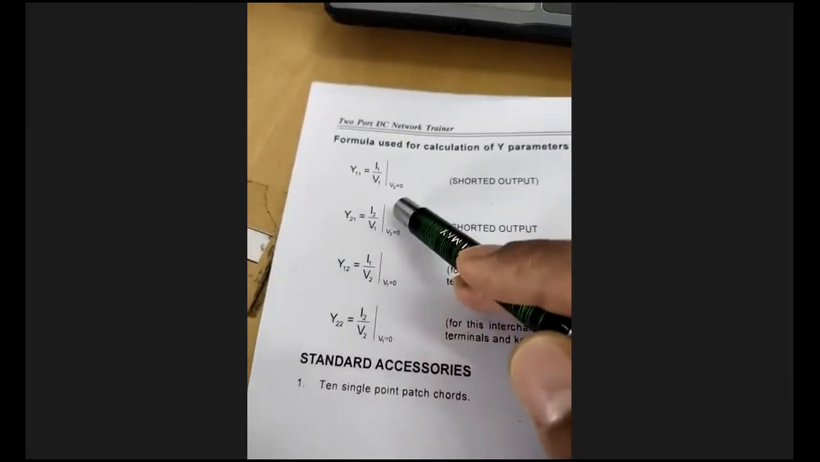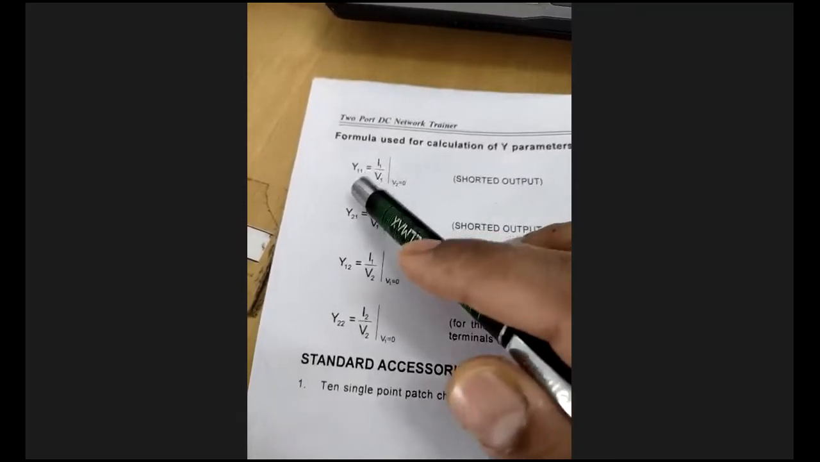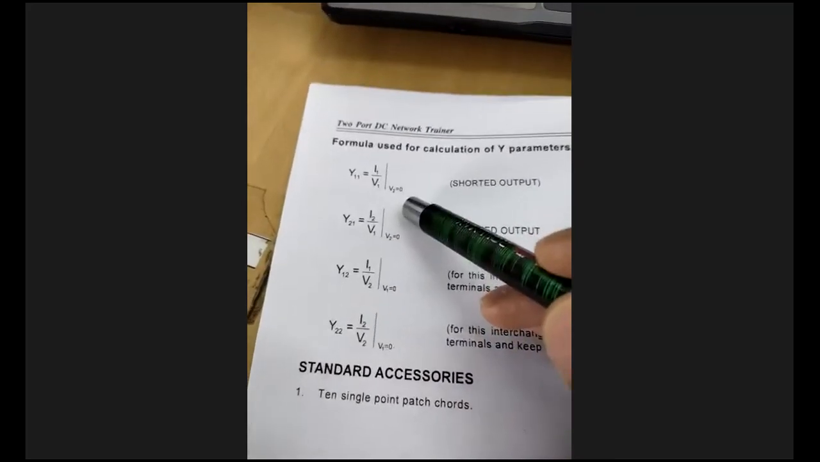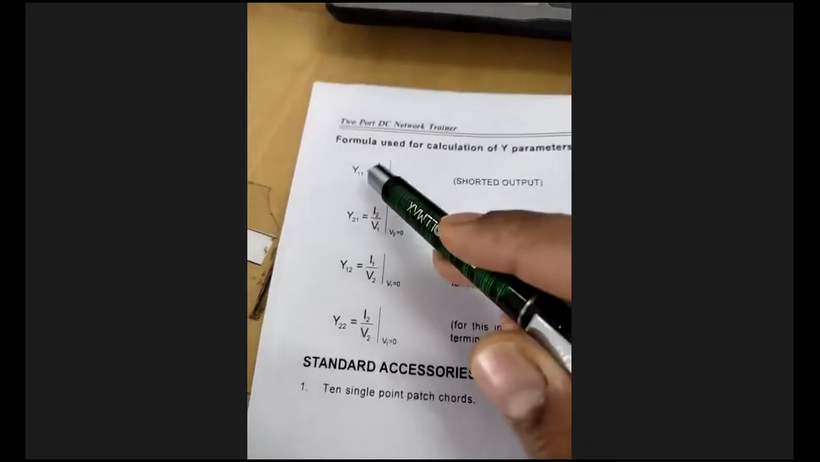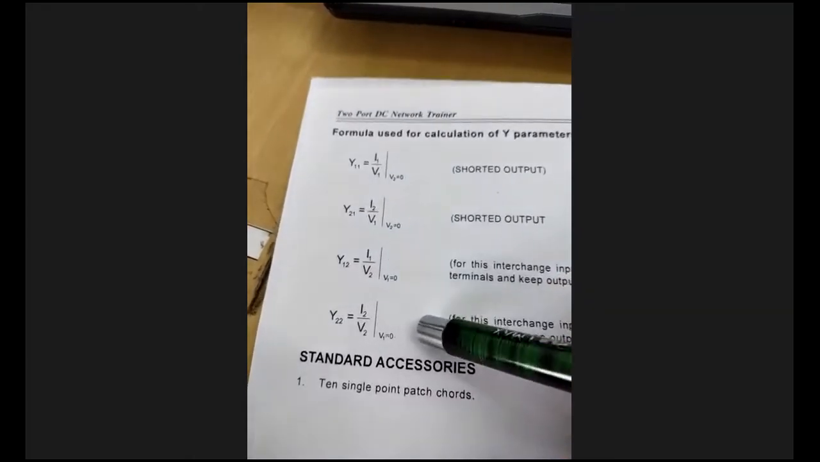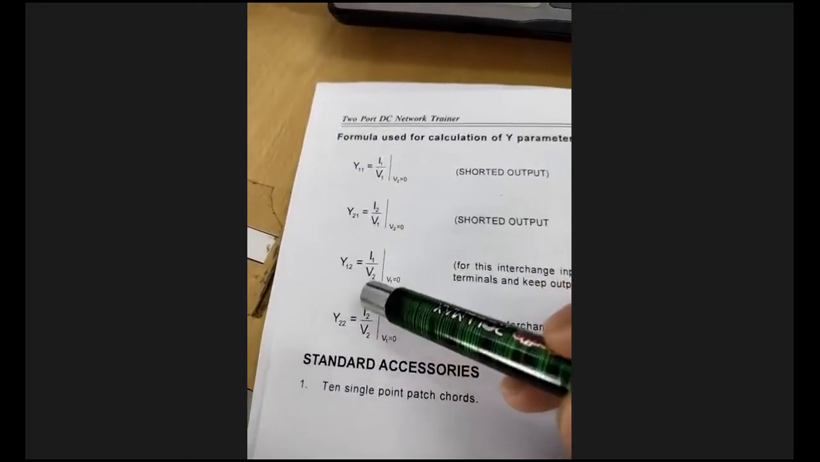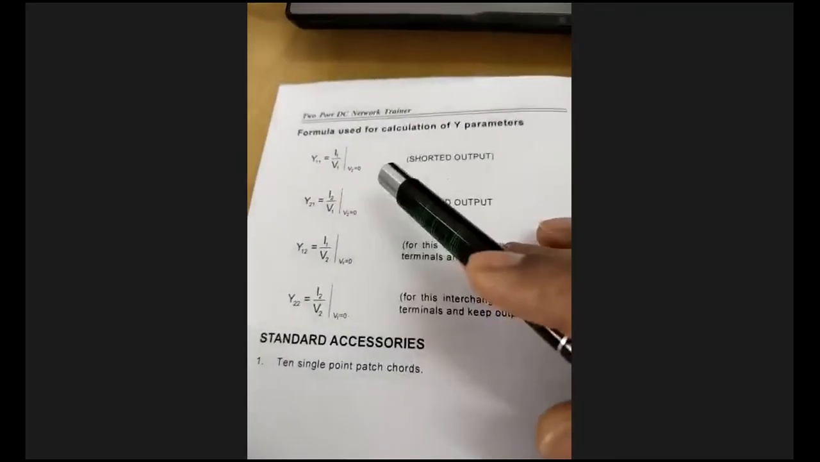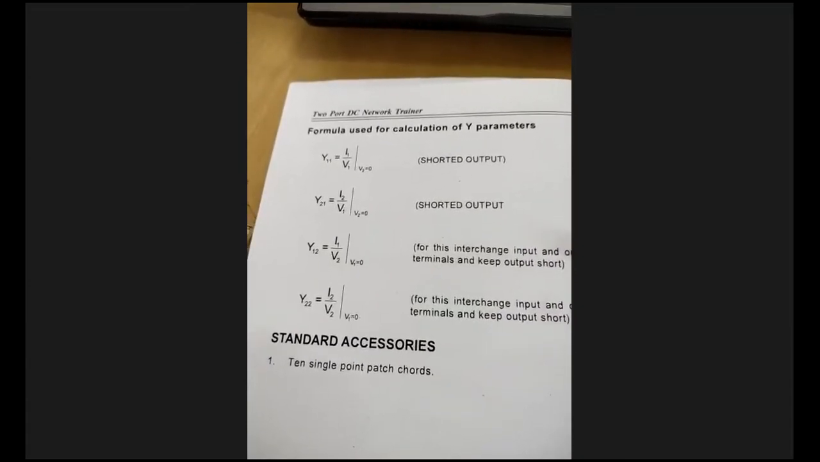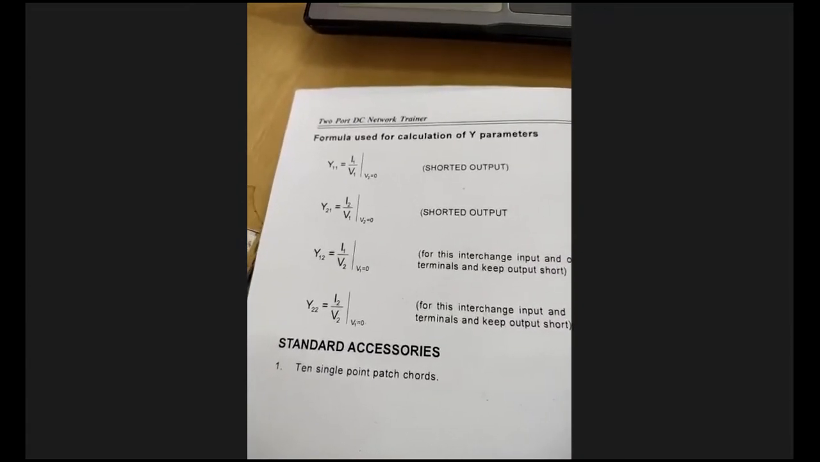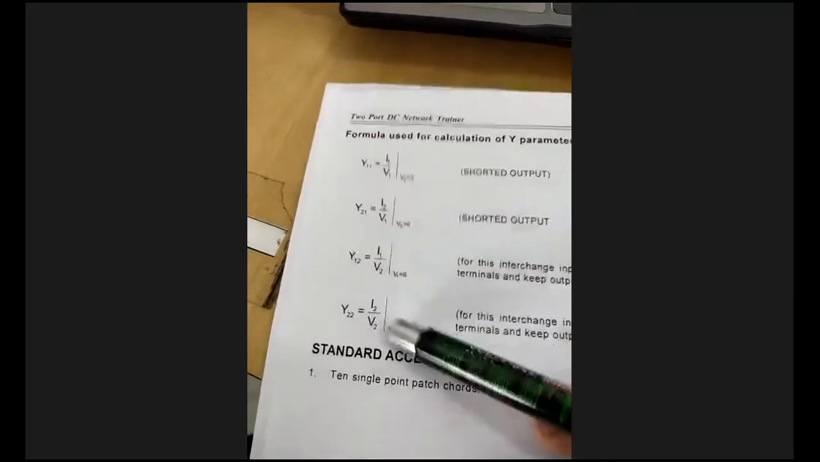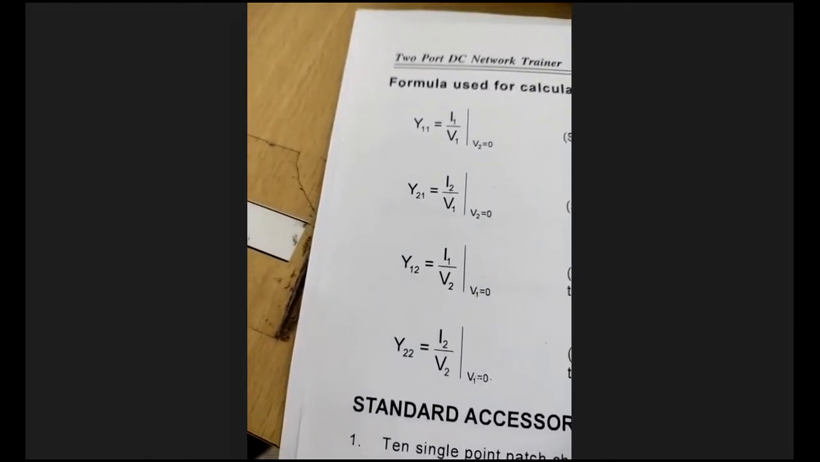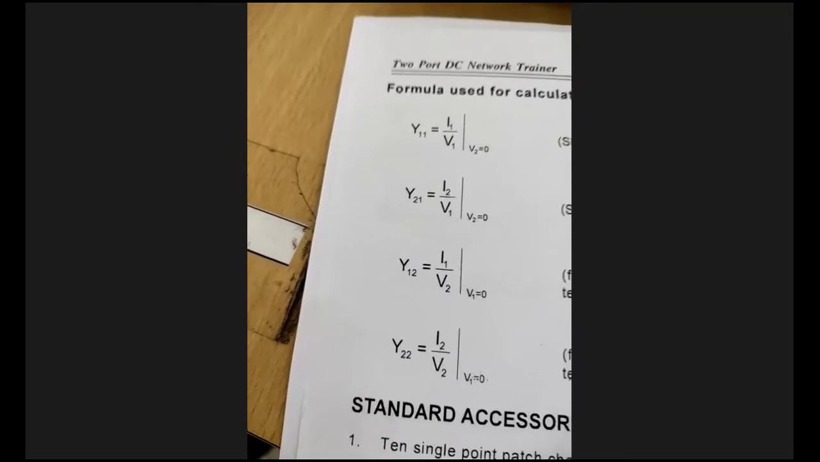And what is the condition for finding these 4 values? The condition is V2 equal to 0 for Y11 and Y21, and V1 equal to 0 for Y12 and Y22. Okay. So that means in the first 2 cases we short the output. And in the second 2 conditions, we interchange the input and output terminal and keep the output short.